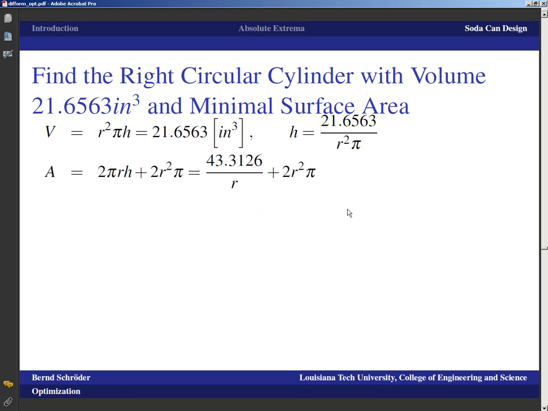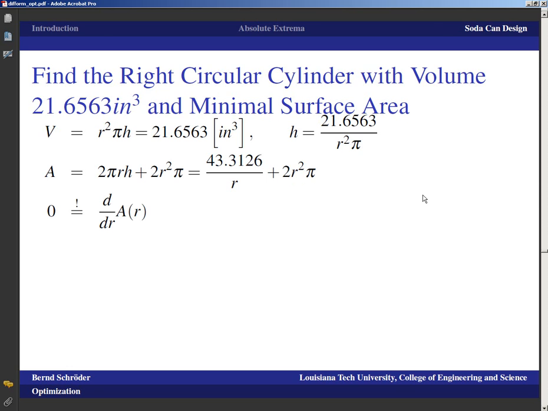This is A of r, and we're considering it on the domain from 0 to infinity. Of course, extremely large values for the radius are unrealistic. Extremely small values for the radius are also unrealistic, but the model will take care of that in and of itself, because we can already see from here when r goes to 0, the surface area goes to infinity. Infinity will not be a minimum, and when the radius gets large, then r squared goes to infinity, and again, infinity is not in the running to being a minimum. So the boundaries might as well be 0 and infinity. They're not going to be in contention for anything realistic here.